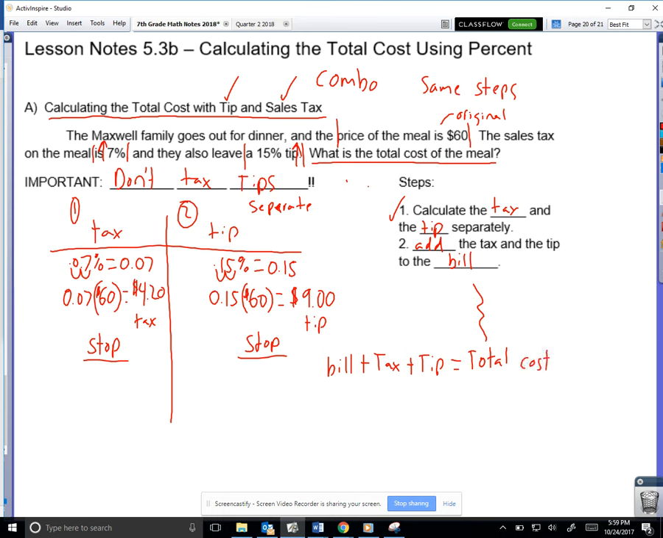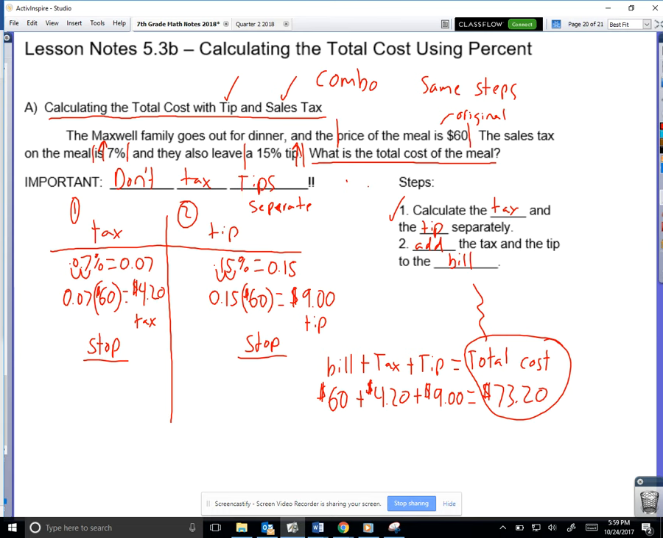So take your bill right here, $60. Add your tax, which is $4.20. Add your tip, which is $9. And that's going to give you a grand total that you have to pay of $73.20. That's going to be your total cost.